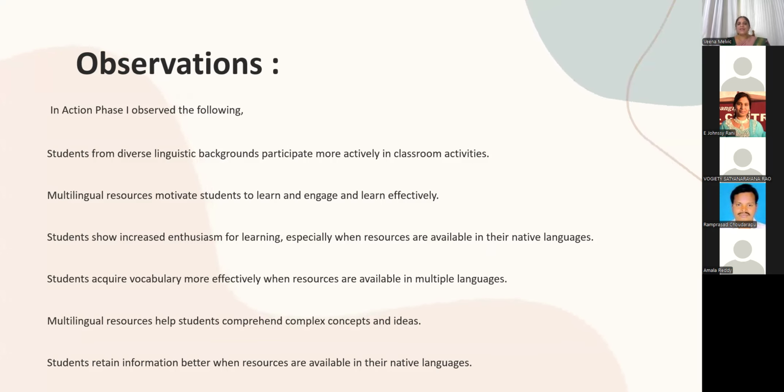So students acquired vocabulary more effectively when resources are available in multiple languages. So multilingual resources help students comprehend complex concepts and ideas. So like this, these are the observations.